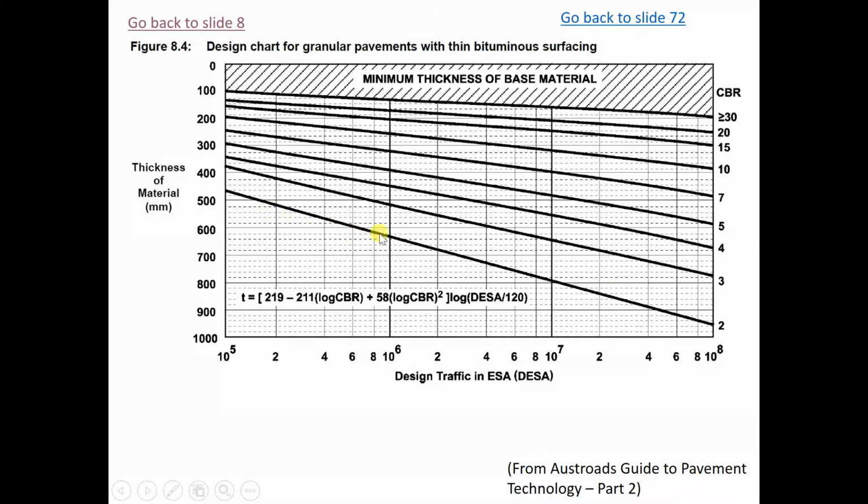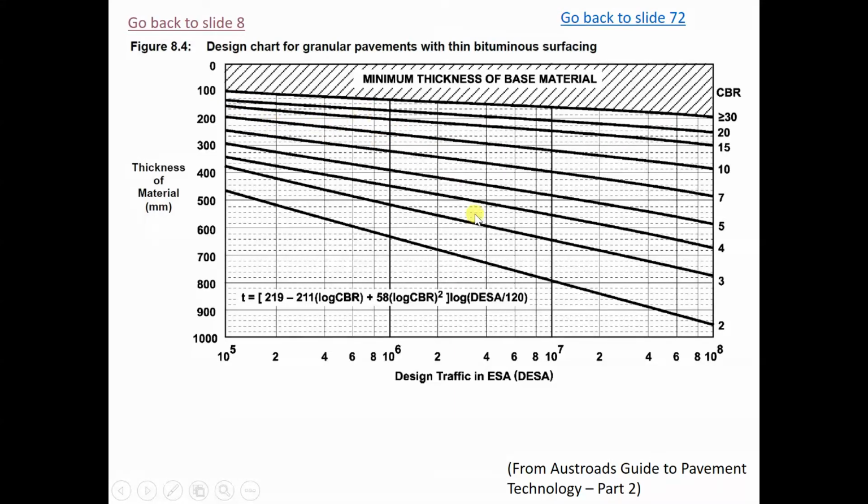All these lines are sloped lines. This line is CBR 2, 3, 4, 5, 6, 7, 10, 12, 14, 15, 20, and then this line is 30. Whatever CBR we consider, we only go up as far as 30. Above that, we just provide the minimum thickness.